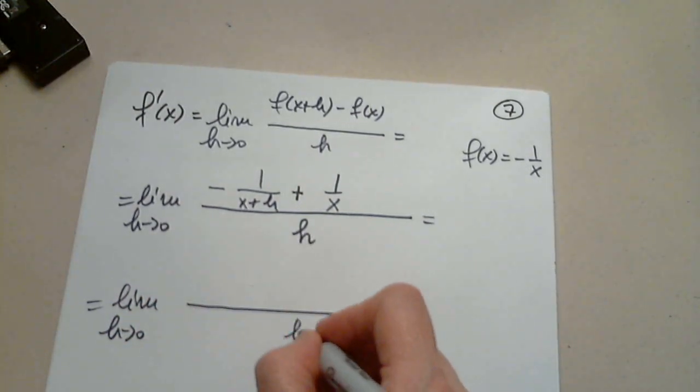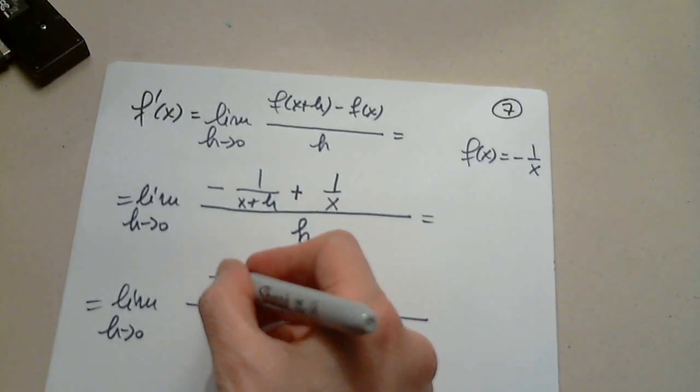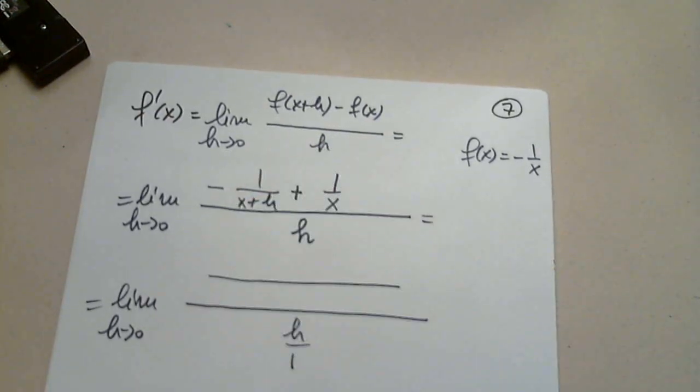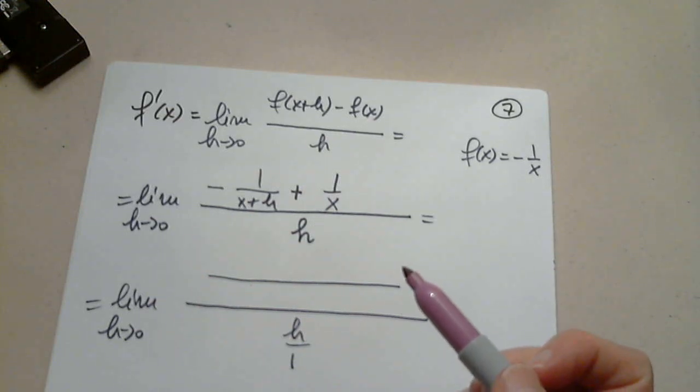This is h, or h over 1. What is the least common denominator in the numerator? X. Careful.